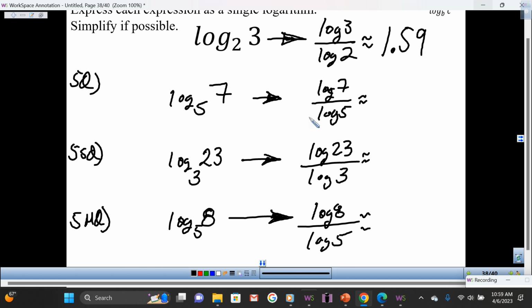So find me the other 3, please, in decimal form approximation. Round to the nearest 100, please. Give you some time. Copy and go.